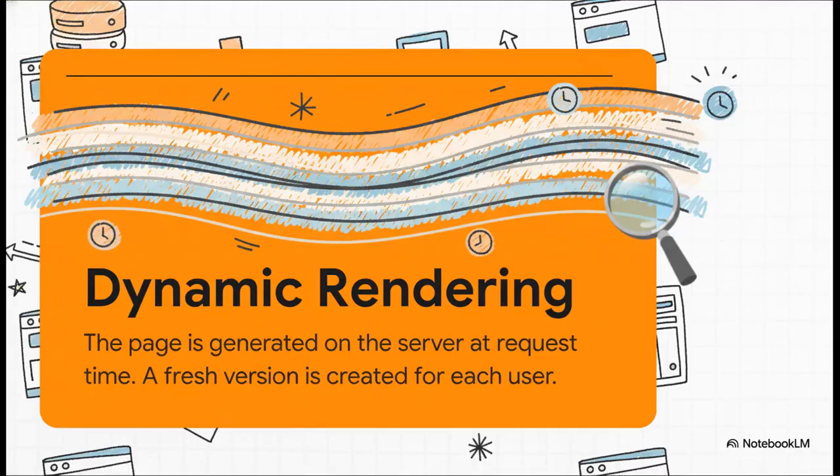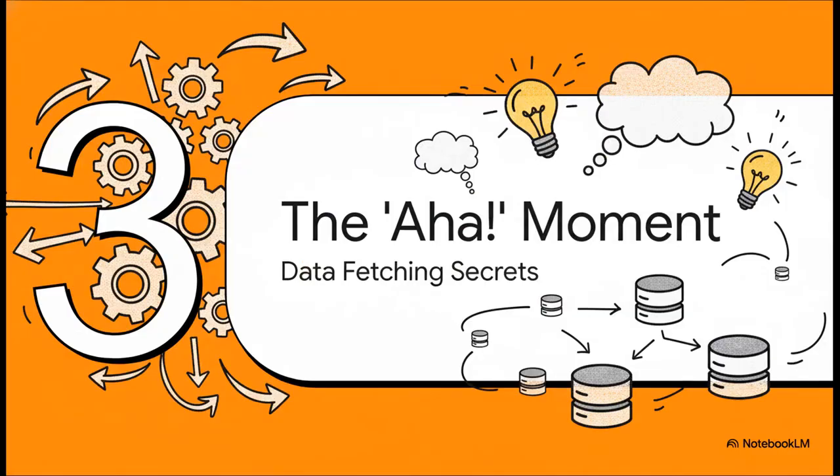And the opposite of that? Dynamic rendering. This is more like a live news ticker on a 24-hour news channel. It's always up to the second with the latest info. But the trade-off is that it has to be created from scratch, on the spot, for every single person who looks at it. Okay, so we have server versus client, and we have static versus dynamic. Now, here comes the aha moment. The way these two ideas connect is, well, it's surprisingly simple, and it all boils down to a function you probably use every single day.